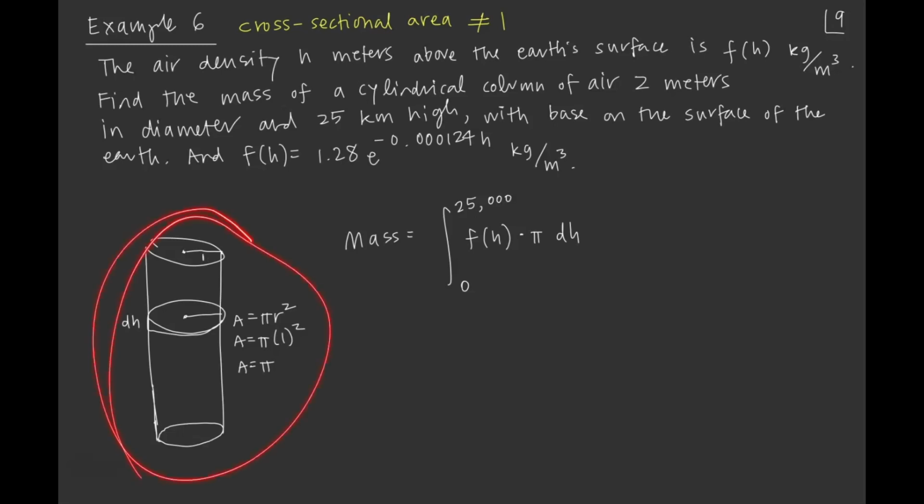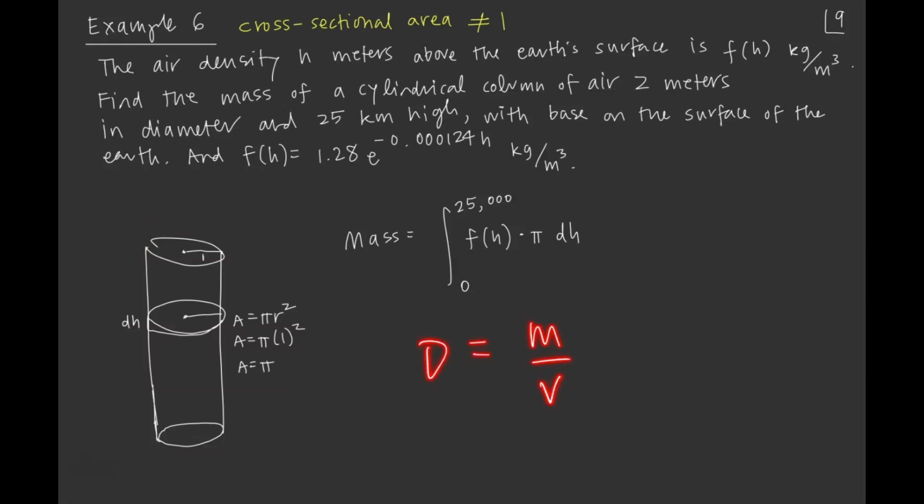The mass of this column of air, because we know the density function, and density is always mass over volume, then the mass equals density times volume. We have a density right here, so this is representing our density. And here we're going to count our volume of each little slice.